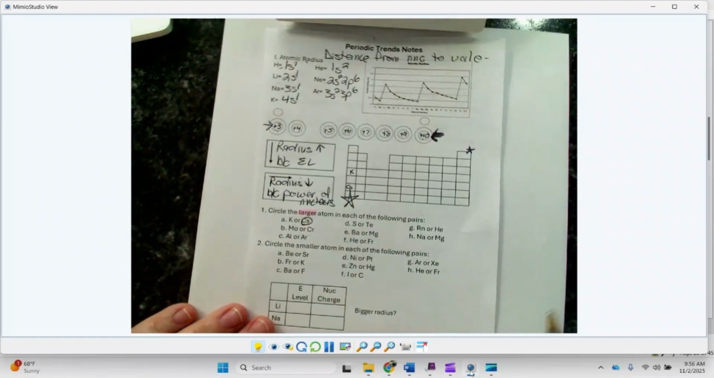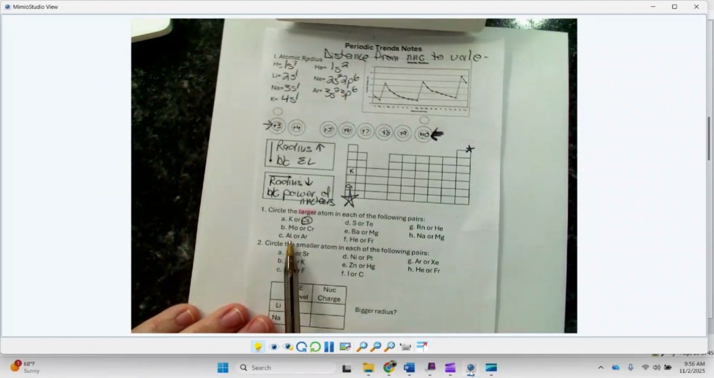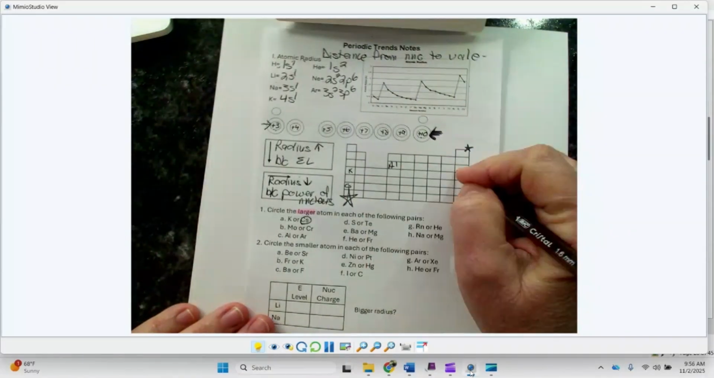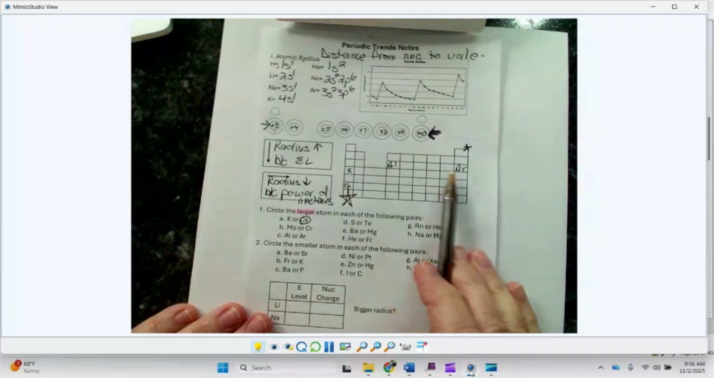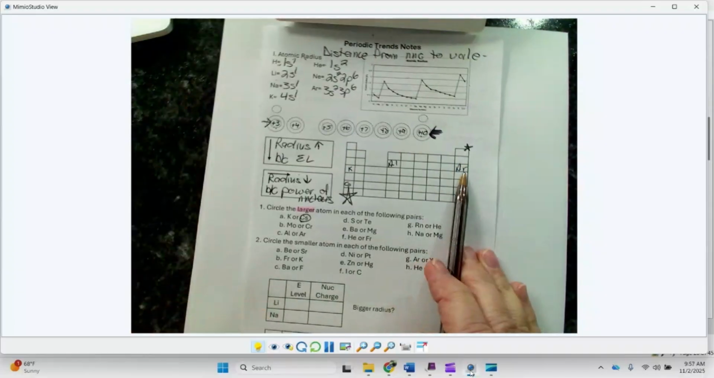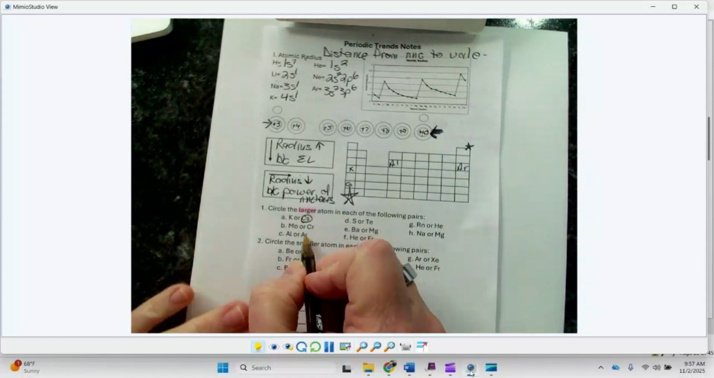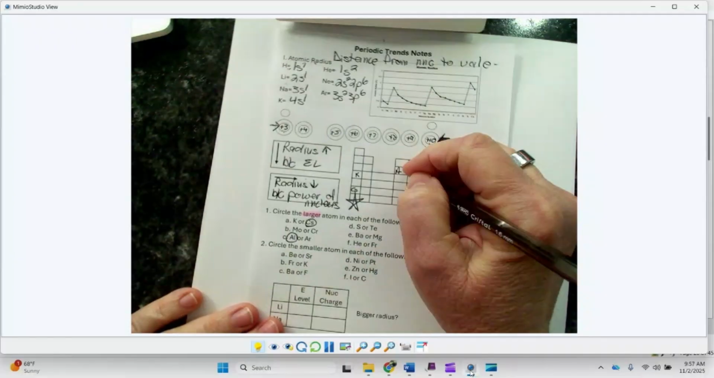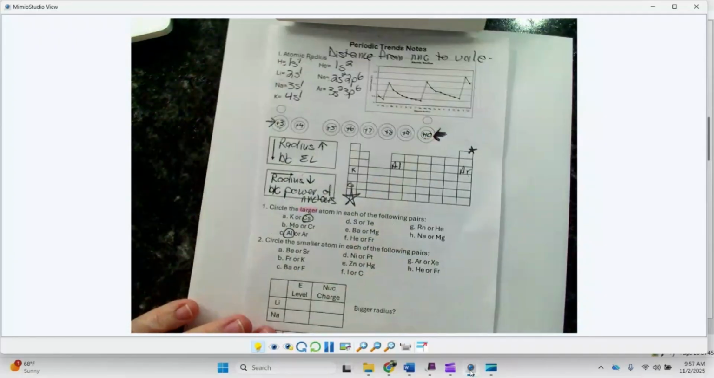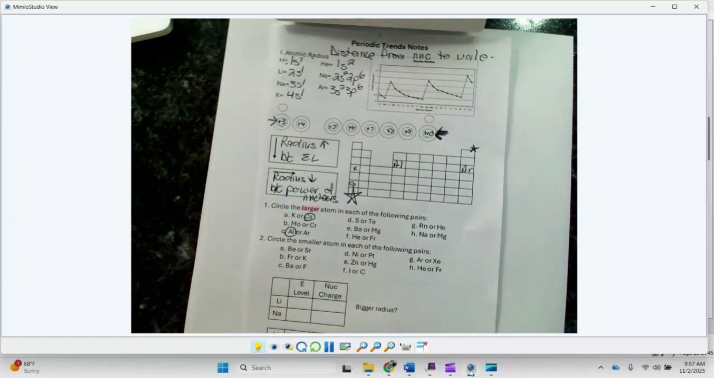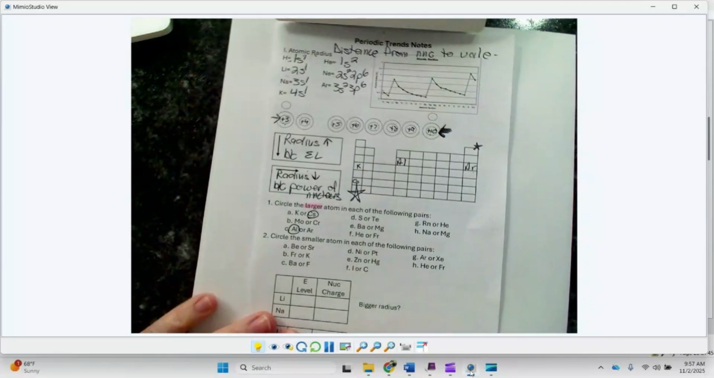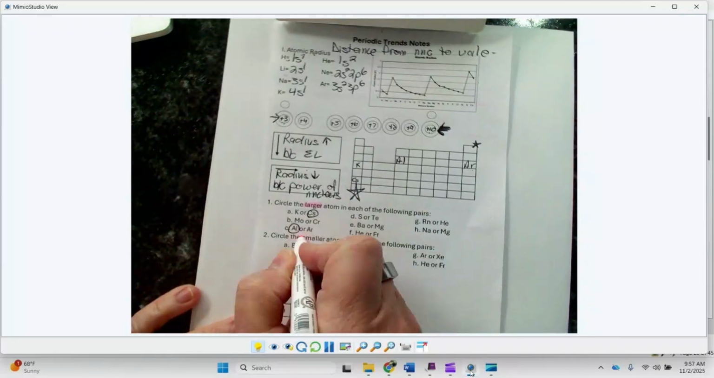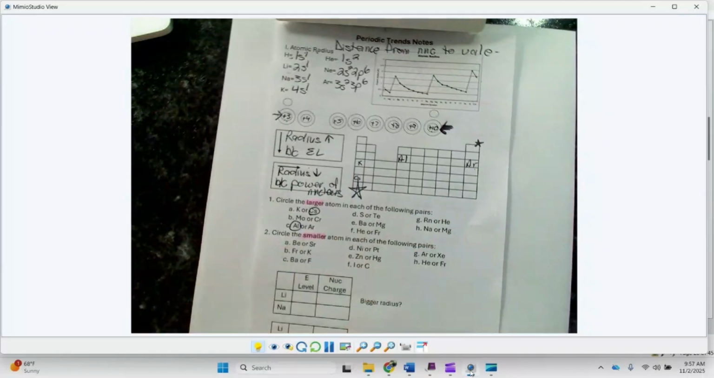And then to look at the other pattern going across a period, what if we look at aluminum and argon? Argon is further to the right. It has a stronger nucleus, so argon will be pulled in smaller. So aluminum will be the one that has the larger radius. So if you would take a couple minutes, fill in the answers for number 1, asking for the larger atoms. And number 2 just has you look in the other direction. You're looking for the smaller radius.